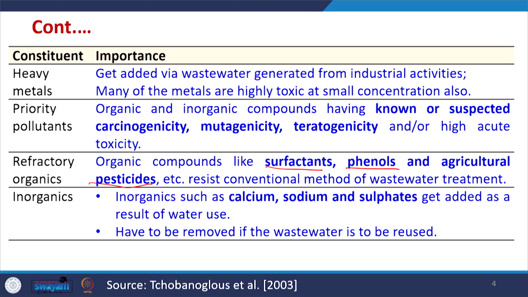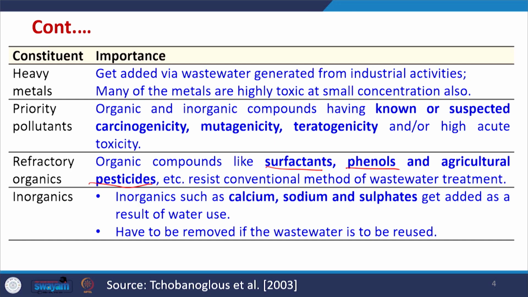Remember, some of the materials like biodegradable inorganic or organic material can be removed via the biological treatment processes. Others have to be removed via physico-chemical treatment processes. I have already delivered a course on physico-chemical treatment of water and wastewater, where we gave more emphasis to it. So, under physico-chemical treatment, heavy metals, priority pollutants, and refractory organics are removed via various processes.